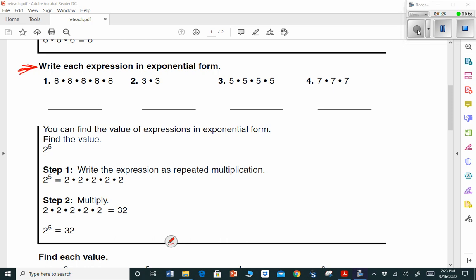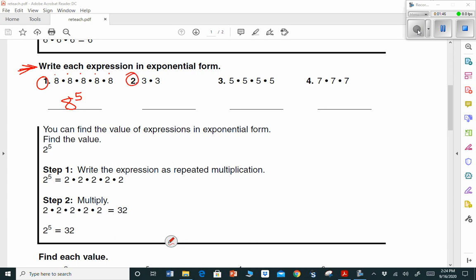Writing each expression in exponential form. For number 1, all you do is take 8, that's the base, the number being multiplied by itself. How many 8s? 1, 2, 3, 4, 5. That is 8 to the 5th power. 8 is the base, 5 is the exponent.